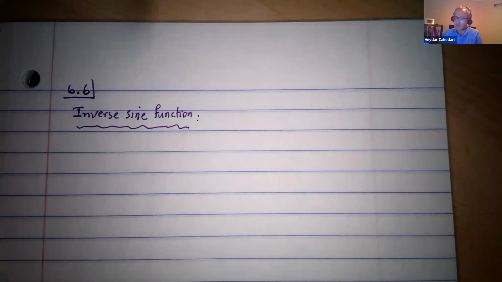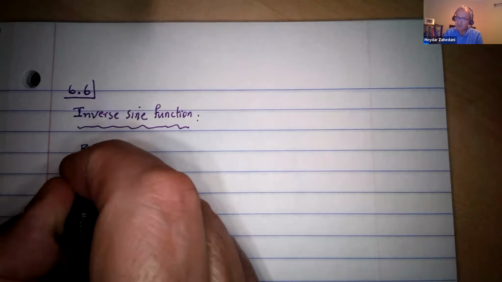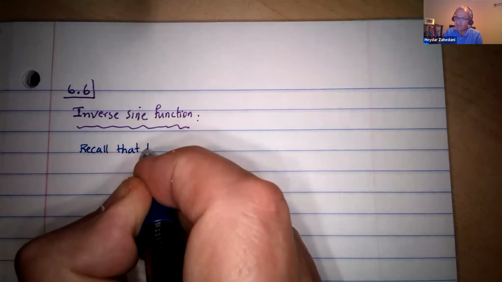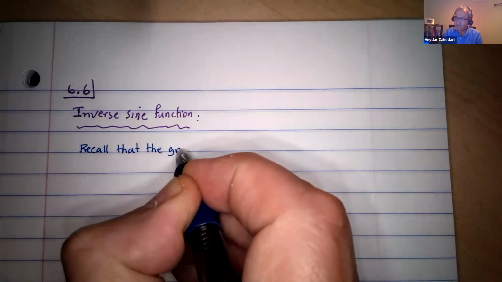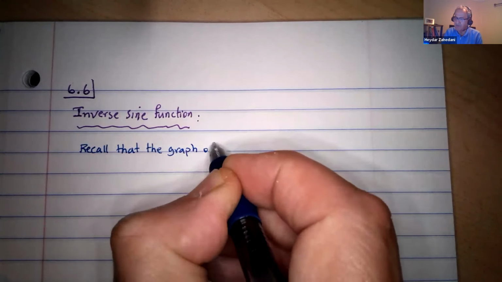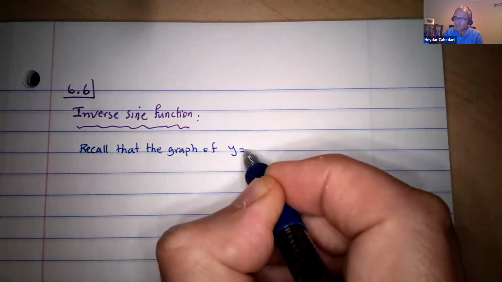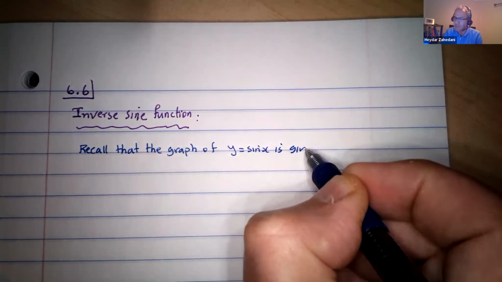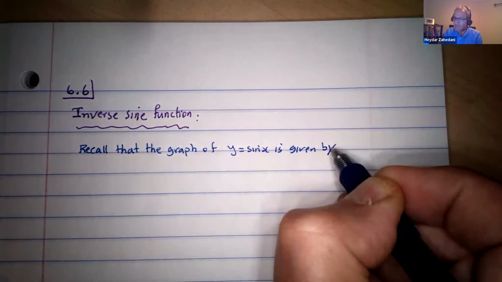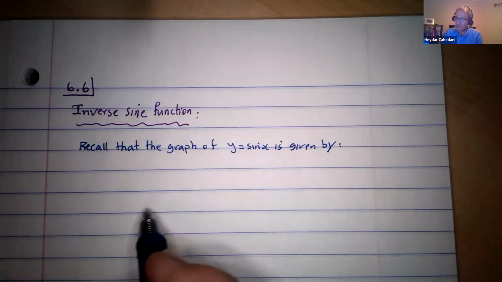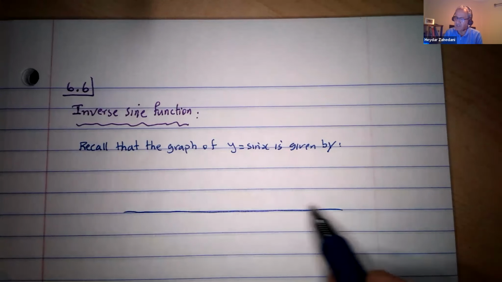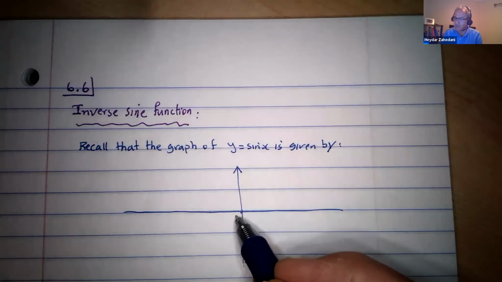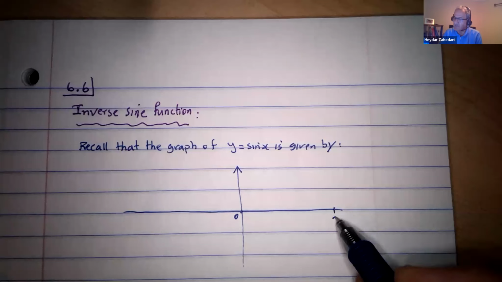So we just recall that if you have the graph of the sine function, the graph of y equal to sine x, is going to be given by, so that's going to be the one. You know that this is going to be the sine function. So if you want to consider one period, it's going to be 0 to 2 pi.